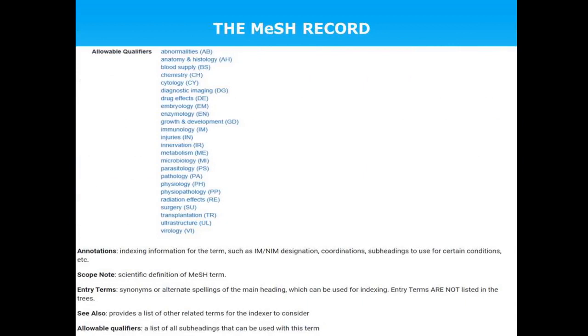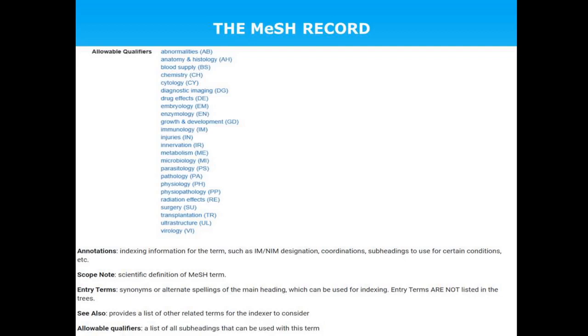Allowable qualifiers. Qualifiers are allowable subheadings for this particular descriptor. That is qualifier. And annotations. This is the definition of annotation. The scope note is the scientific definition. Scope note gives you the scientific definition. Annotations give you indexing information, whether it is IM or NIM designations or coordinations or subheadings to use for certain conditions, depending upon what the article is talking about, whether you can use it as an IM or NIM or something like that. A standard definition about this particular heading, you can find it in the scope note.